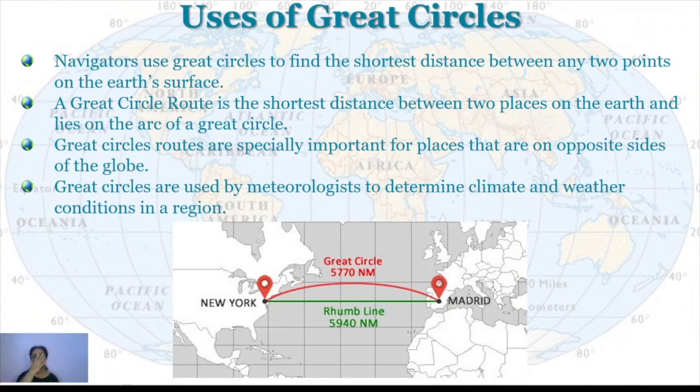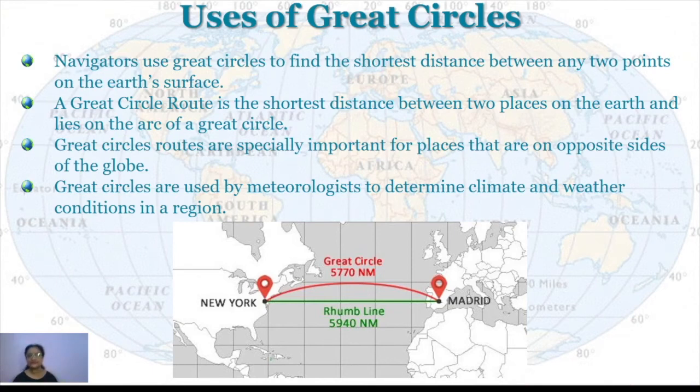When we discuss the uses of great circles, what are the uses? The first use is that navigators, as I just discussed in the earlier part, always use great circles to find the shortest distance between any two points on the Earth's surface. And what is the purpose behind it? If they cover the shortest distance, naturally they are going to save money, they are going to save fuel, they are going to save time.